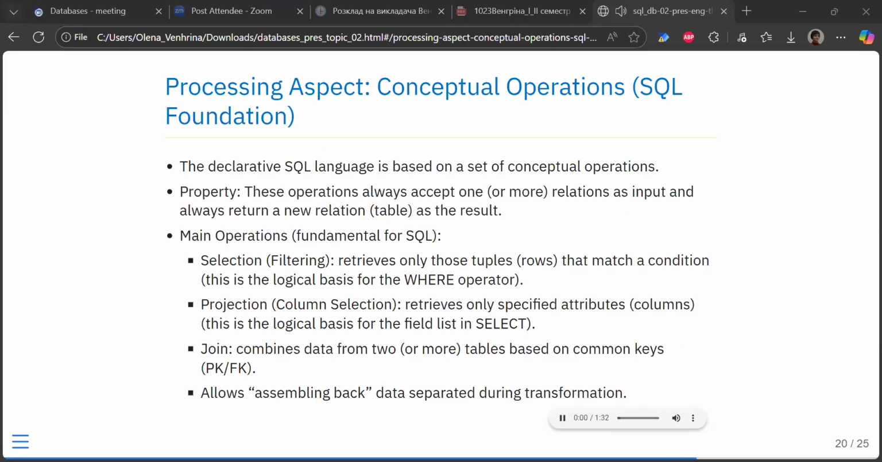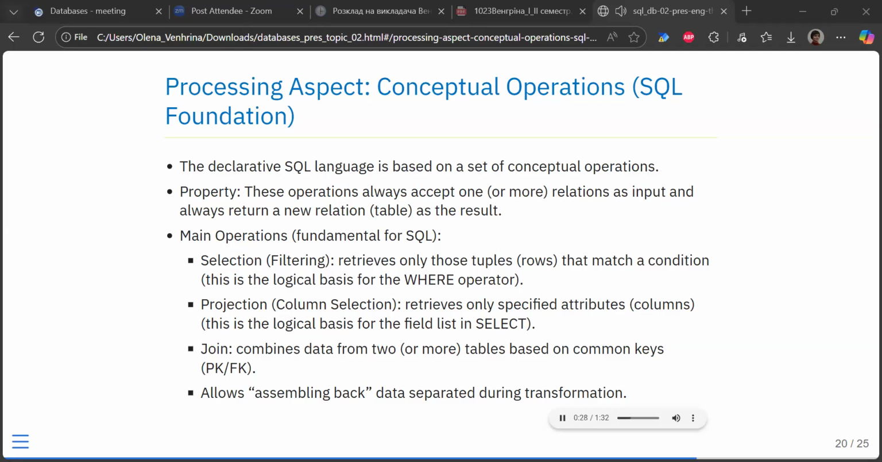On the last slide, we established that SQL is our declarative language. But this language did not emerge from nothing. As noted in the summary, although we do not study formal relational algebra, we must understand that SQL is based on a set of clear conceptual operations. The main property of these operations: they always take one or more tables as input data, and always return a new table as a result. We will consider three main operations that are the foundation for SQL.